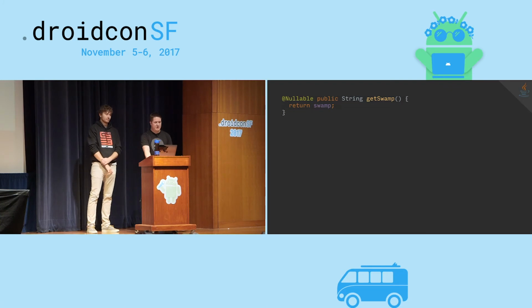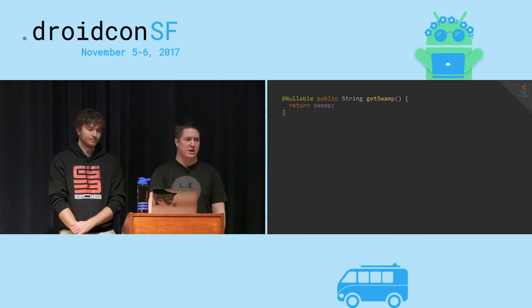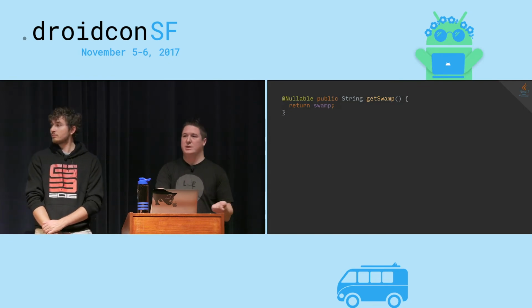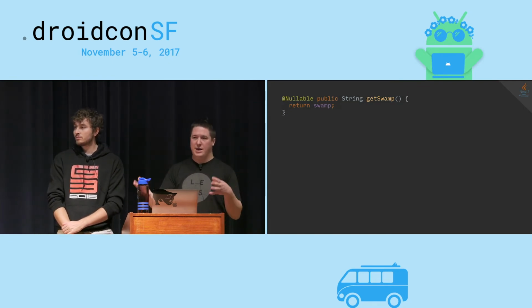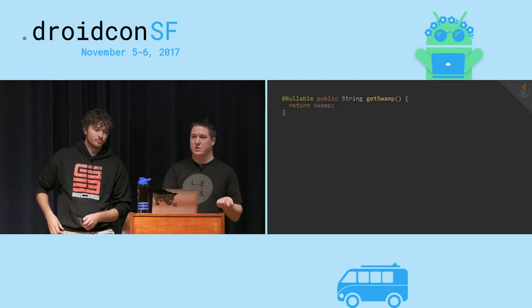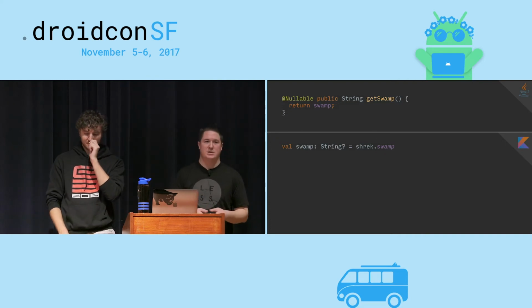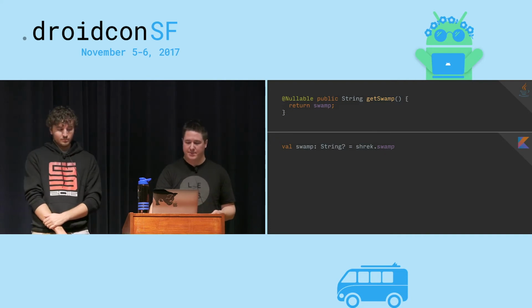So for example, in this case, we have a method that returns a string. We annotate it with nullable because Kotlin models nullability in its type system. And it also has a name that's very standard in Java, the bean naming convention, where it's prefixed with get. And so if we're consuming this from Kotlin, we get to use the nice property syntax, and we get the nullability in the type system.